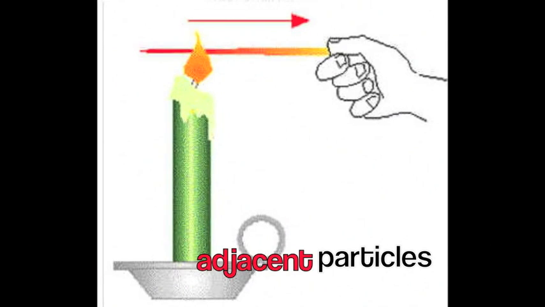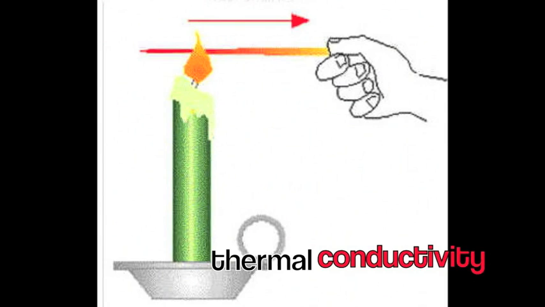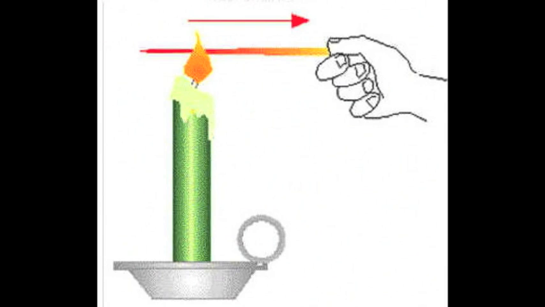Conduction involves the interaction of adjacent particles within the material. Conduction occurs in solids and fluids. Different materials transfer heat by conduction at different rates. This is measured by the material's thermal conductivity. So how do we know this? The following experiment would demonstrate the thermal conductivity of different metals.